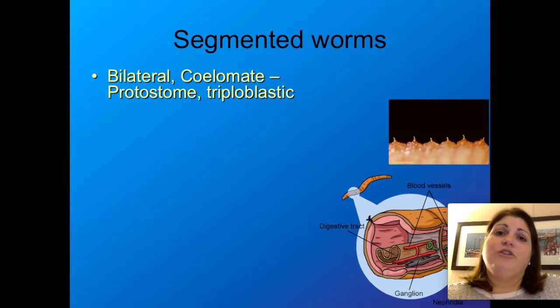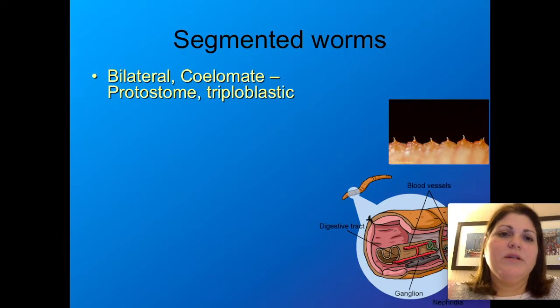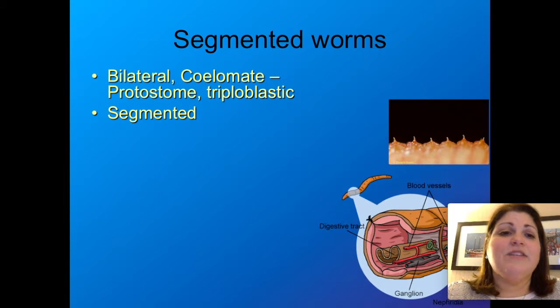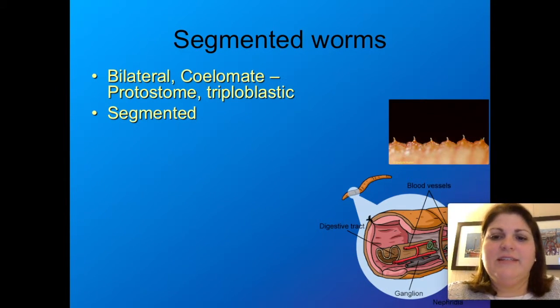full body cavity. They are triploblastic, so they have a mesoderm, endoderm, and ectoderm. And they're protostome, so their mouths develop first. One of their most notable characteristics is that they're segmented, which is very easily observable.